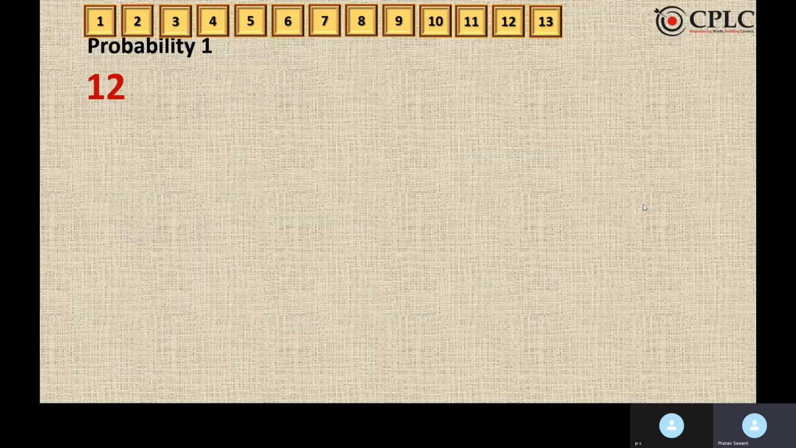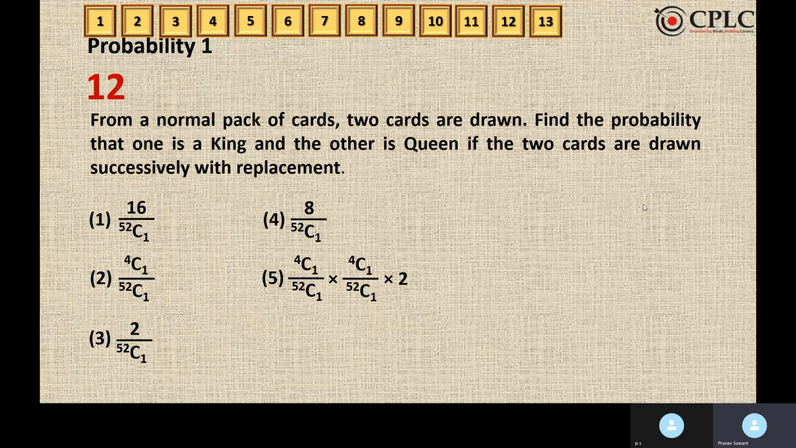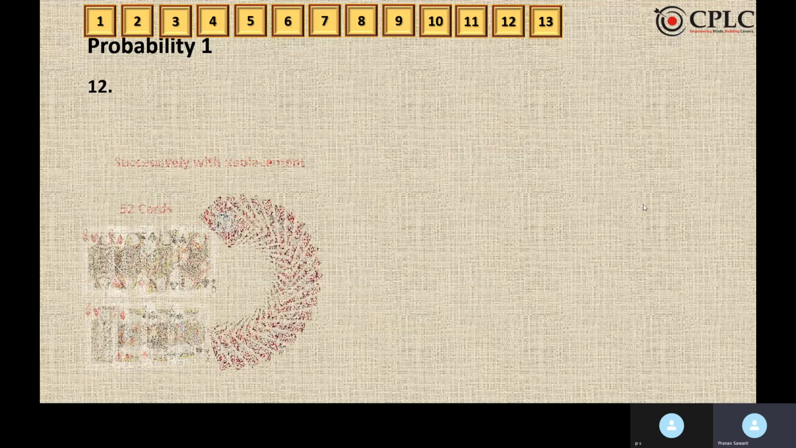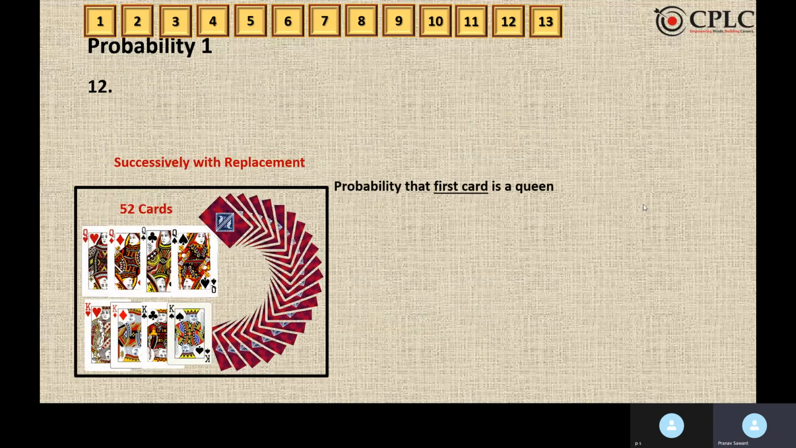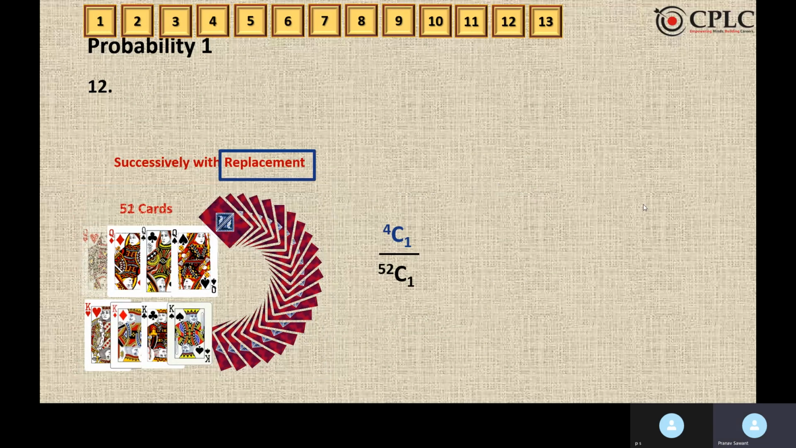Let's move to the next question now. From a normal pack of cards, two cards are drawn. Find the probability that one is a king, other is a queen, if two cards are drawn successively with replacement. Let us find out the probability that first card is queen, which is going to be 4c1 upon 52c1. It's with replacement, that means we will put the card of queen once again.